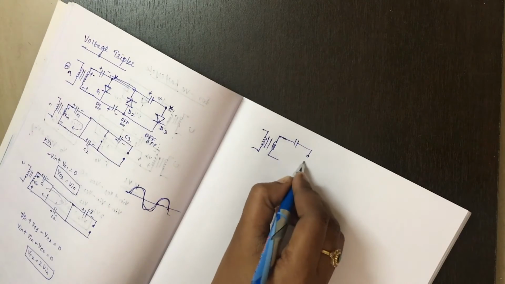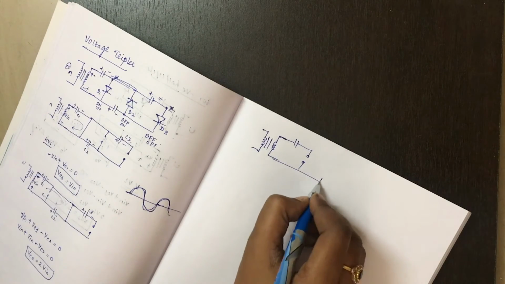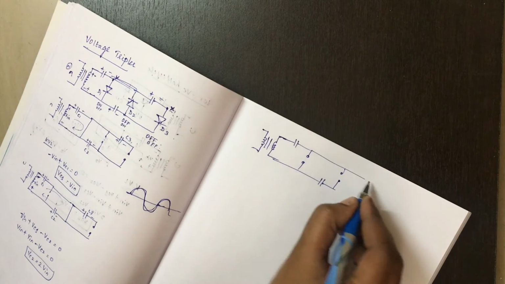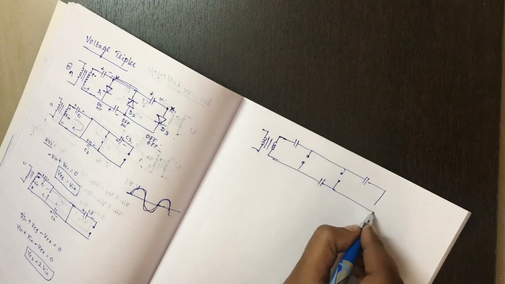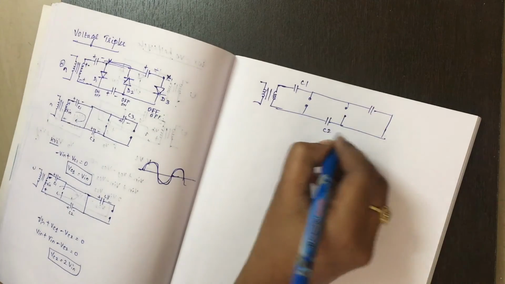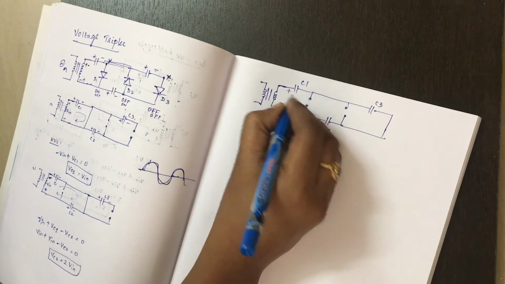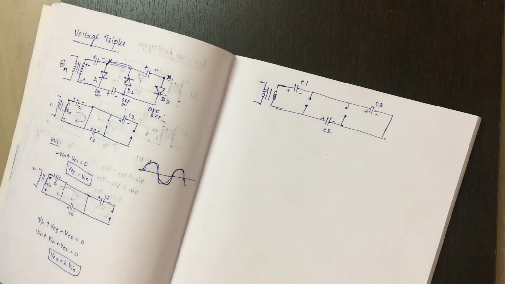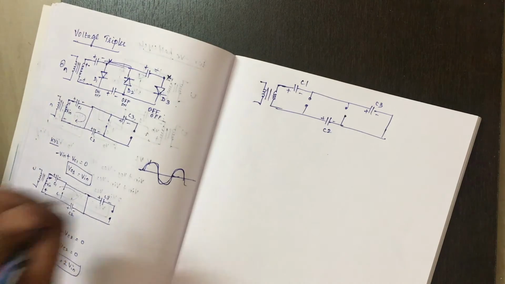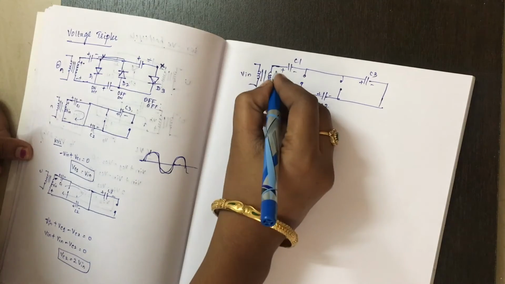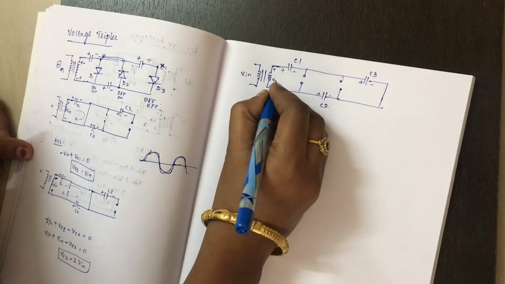So this will act as a closed switch, sorry, open switch. Again this will also act as an open switch, this will act as a closed switch. C1, C2, C3, plus minus, plus minus, plus minus. Here the input signal is V in, plus minus V in.